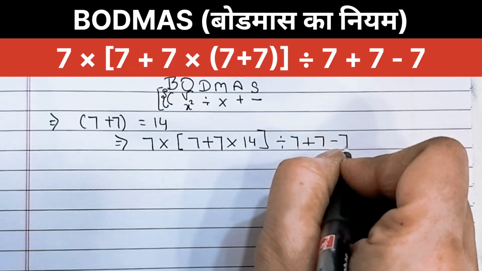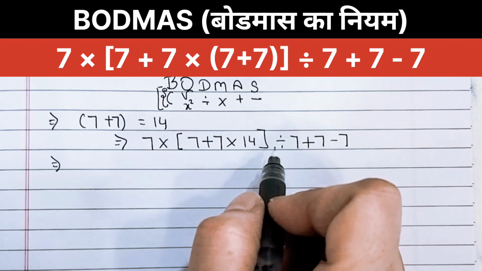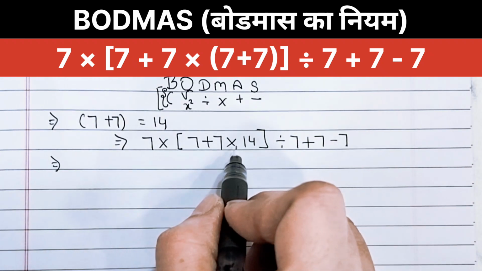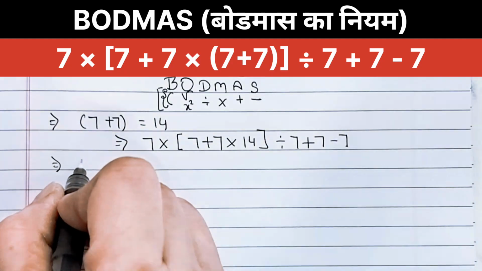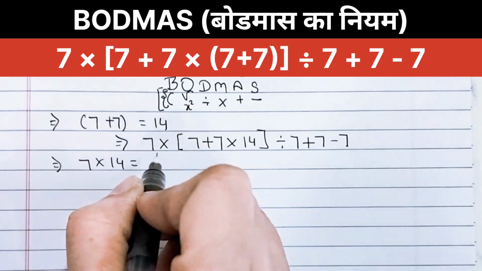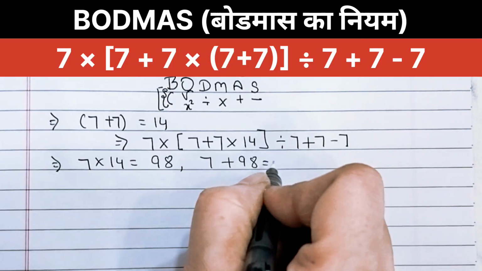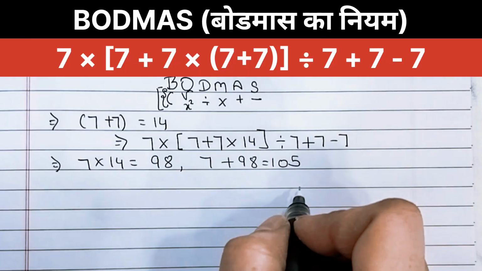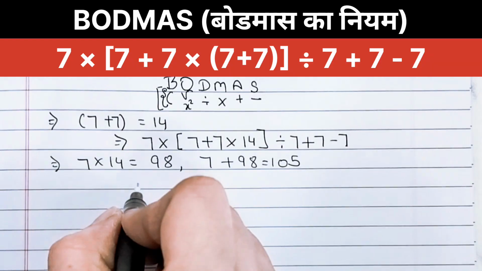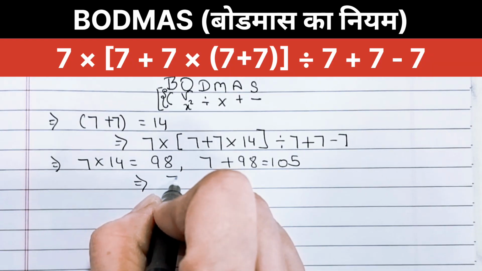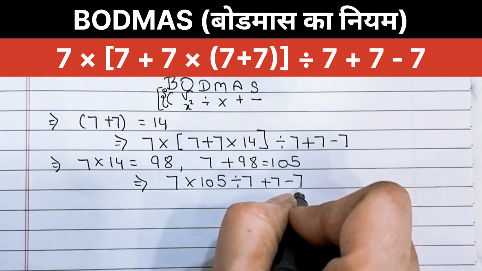plus 7 minus 7. Now the second step: solve the square brackets. As you can see, inside these brackets we have both addition and multiplication, so BODMAS dictates that multiplication comes before addition. First we multiply 7 into 14 equals 98, and then we add 7 plus 98 equals 105. According to this step, we must completely resolve everything inside the remaining brackets before moving to the rest of the equation. So now the current expression becomes 7 multiplied by 105 divided by 7 plus 7 minus 7.